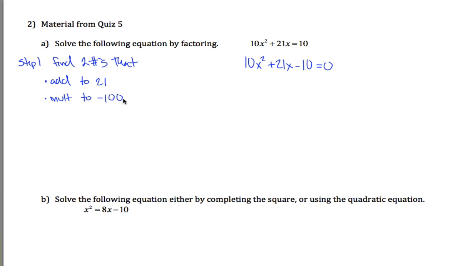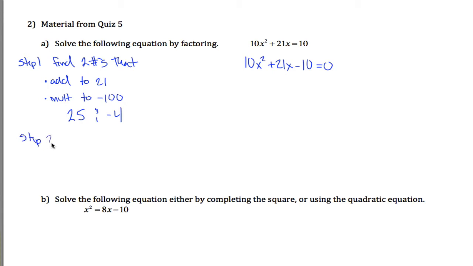Think about all the things that multiply to 100. 1 and 100, 2 and 50, 4 and 25, 5 and 20, 10 and 10. I think those are all the integer pairs that multiply to be 100. But I want negative 100, so one or the other has to be negative. So if you go through that list that I just rattled off and look for a pair of them, one negative, one positive, that would add to 21, I think what you'll come up with is positive 25 and negative 4. Those add to 21, they multiply to negative 100. That's just step 1, that's not your answer.